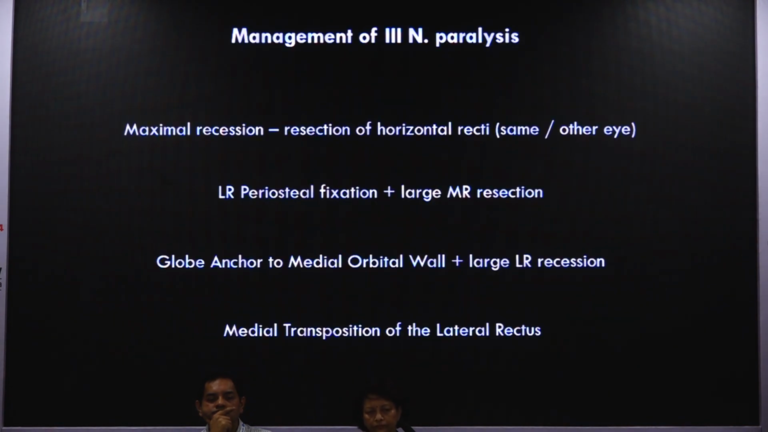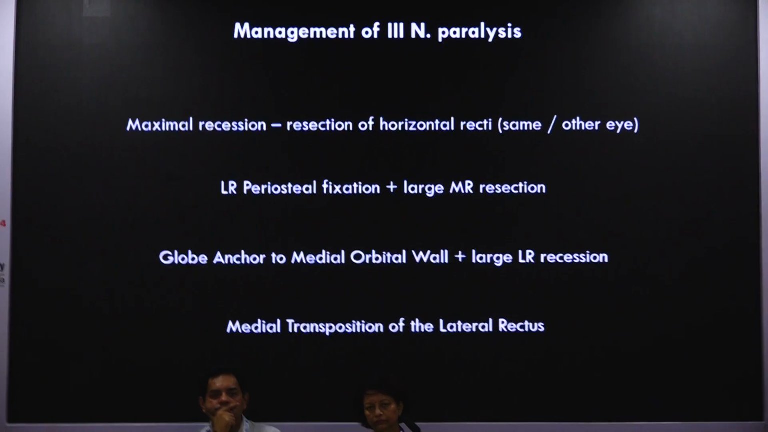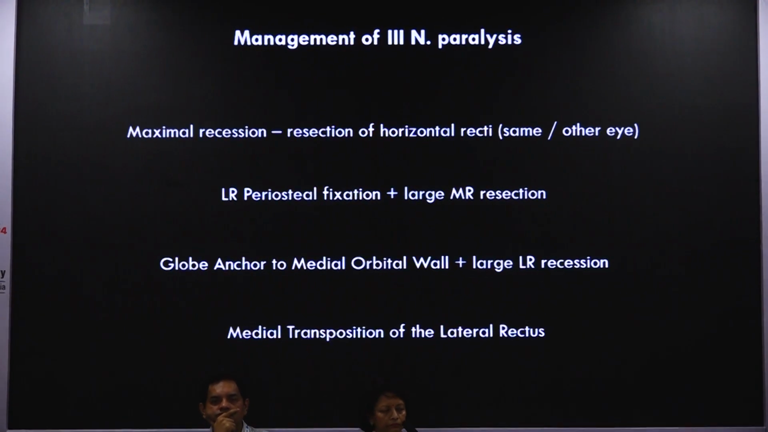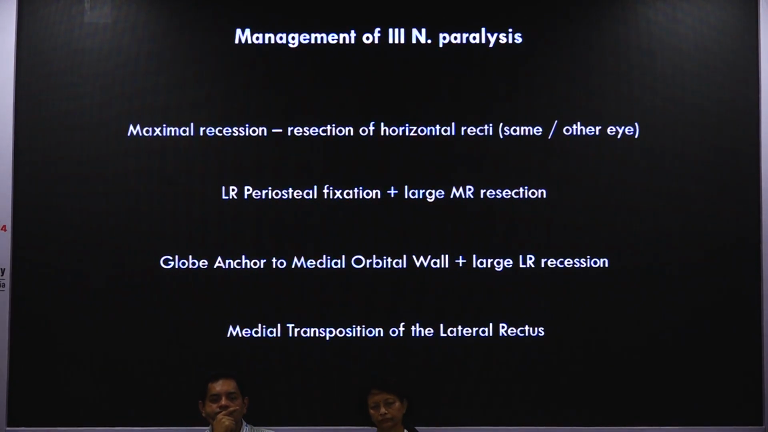Obviously, we have a whole gamut of options now available for managing complete third nerve palsy. But the fail-safe surgery, which I have found, and in many of these third nerve cases you will see that I have operated, I have preferred a globe anchor to the medial orbital wall, accompanied with a large lateral rectus recession. For almost all the others, there are a lot of challenges. If it's already been operated and it's likely a large recess resect procedure has been done, you are not going to gain too much by going in and doing a little more nudging here and there.